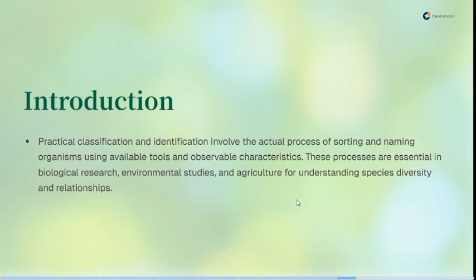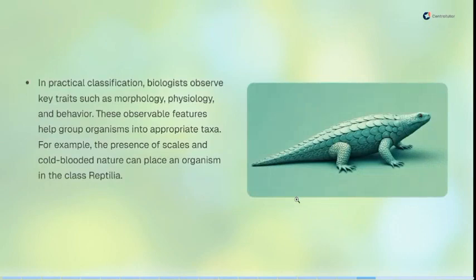These processes are essential in biological research, environmental studies, and agriculture for understanding species diversity and relationships. In practical classification, biologists observe key traits in organisms based on their morphology, which is their physical appearance, their physiology, and also behavior. These observable features help to group organisms into appropriate taxa. For example, the presence of scales and cold-blooded nature can help to place organisms under a class called Reptilia.